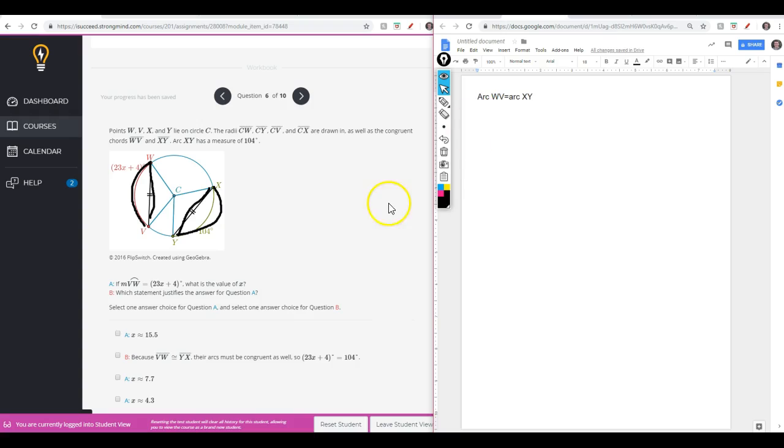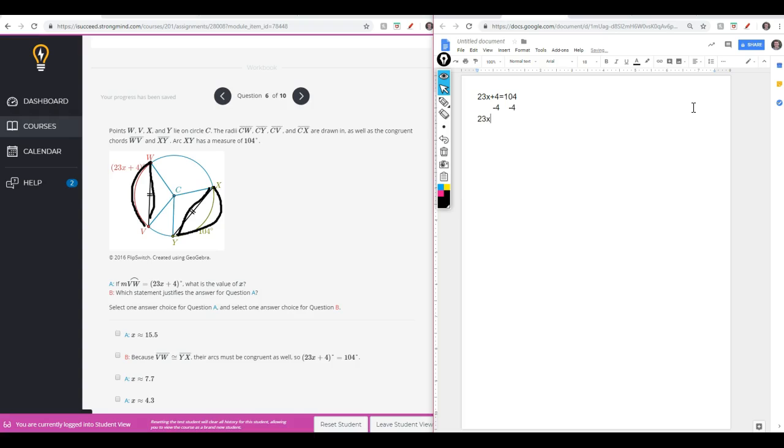XY is given to be 104 degrees, so by substitution we would use that. And the arc of WV or VW is given to be 23x plus 4. So now we can solve this. I'm solving for x, so I would first subtract 4 from both sides.